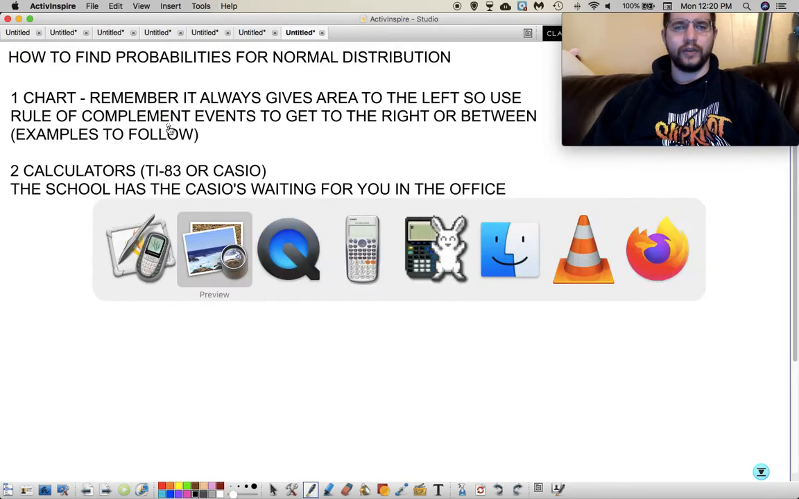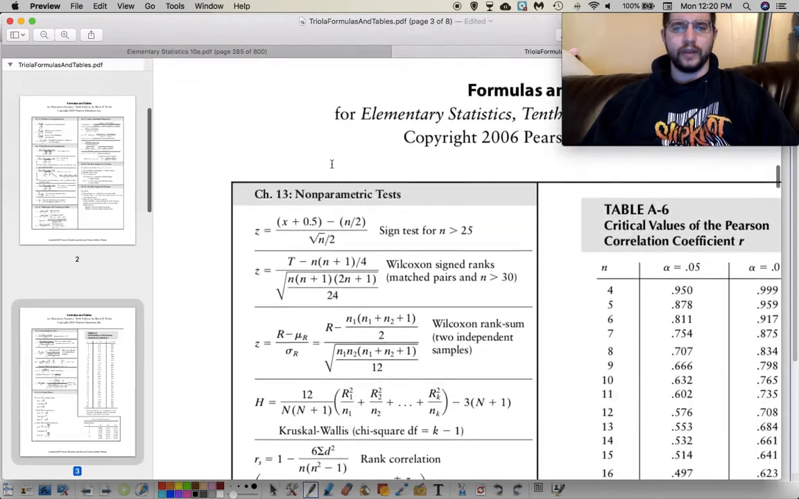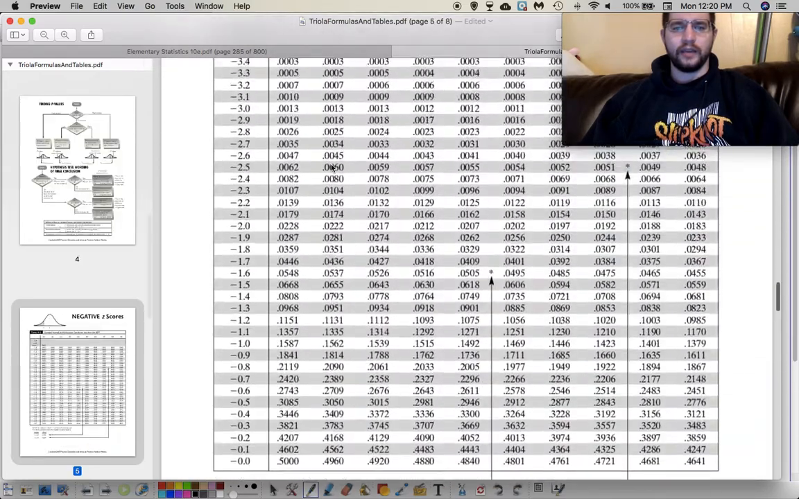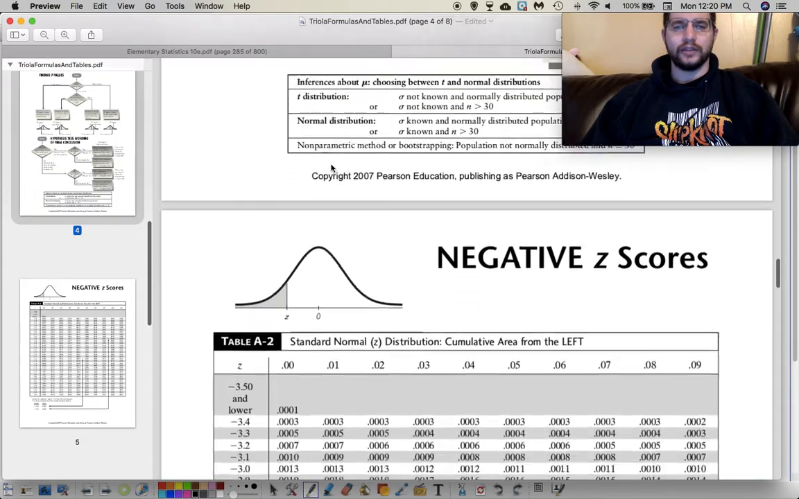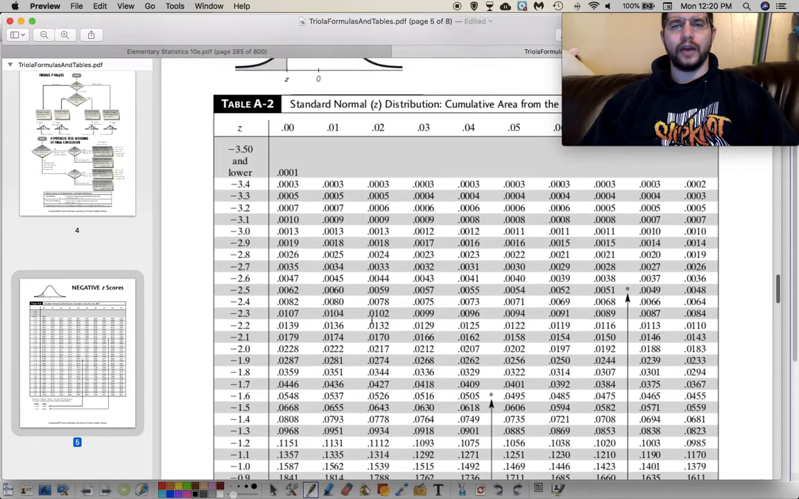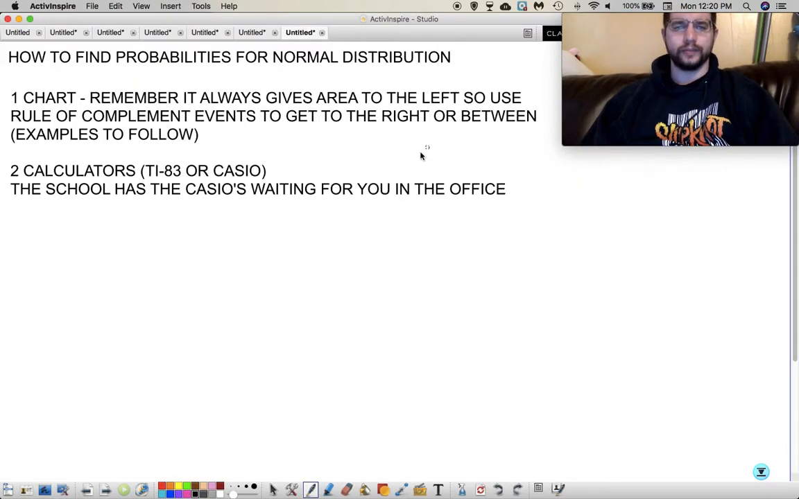So the chart, if we look at it in your formula sheet, down here, we're looking at the negative z-score chart and the positive z-score chart. These two are for your standard normal distribution. So if we don't have a standard normal distribution, you're going to have to convert it to a standardized normal distribution. Let's look at an example.